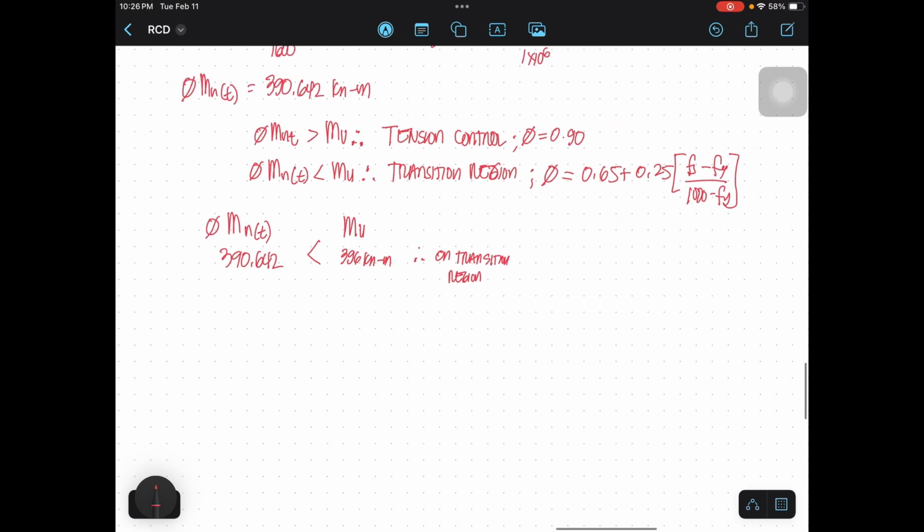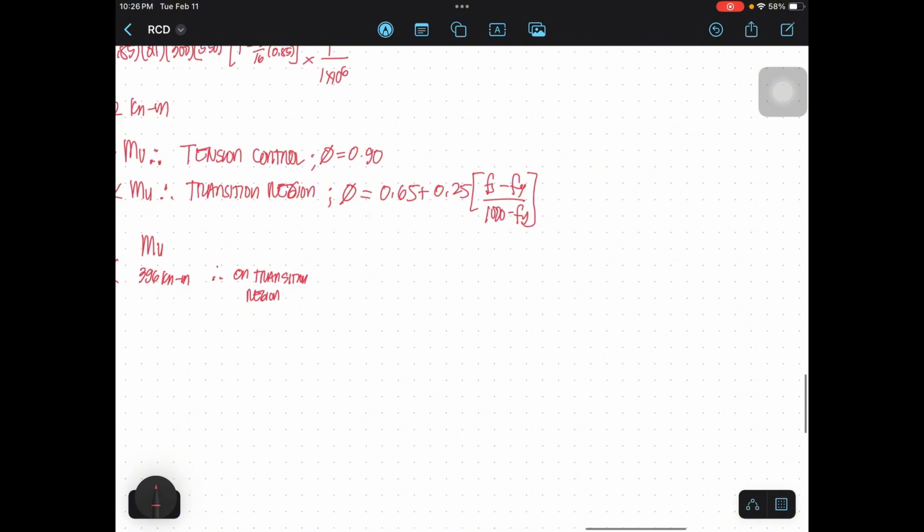So for this checking, we can simply say that if malaki yung ating tension control moment, compare sa actual, kumbaga actual na kakargahin ng ating section which is Mu, so definitely, kumbaga sobra-sobra siya. So tension control na tayo nun. However, if kulang or if Mnt is less compared to Mu, nasa transition region tayo nun. So yung reduction factor is 0.65 plus 0.25 fs minus fy over 1000 fy.